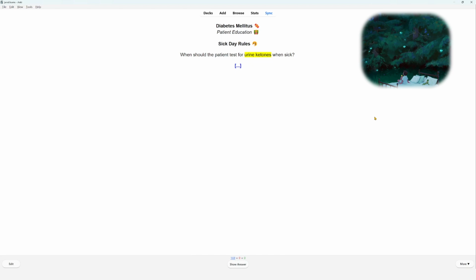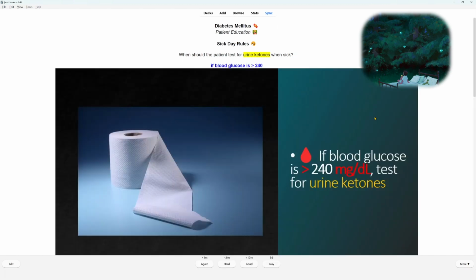So when should the patient test for urine ketones when sick? Well, I think that's going to be whenever their blood glucose is over 200. They're going to need to check that. Okay, I got that wrong. That's 240. So I'm going to hit 1, and I'm going to see that again. So 240.